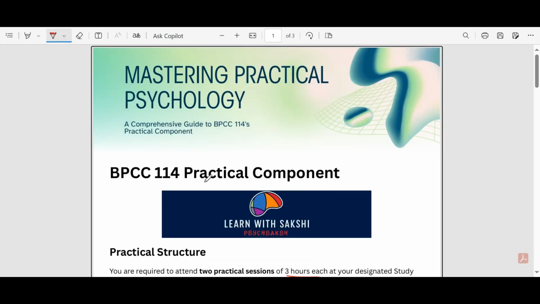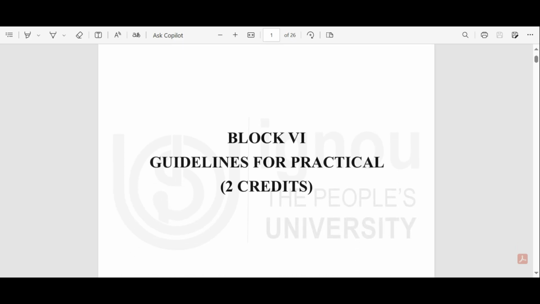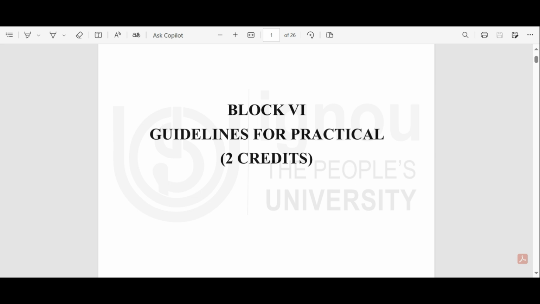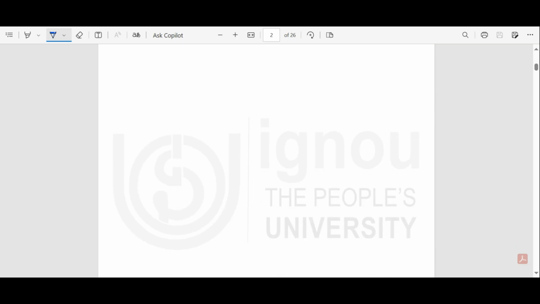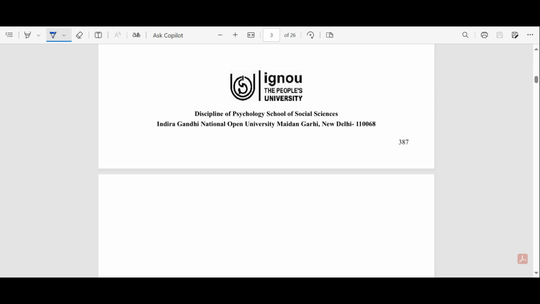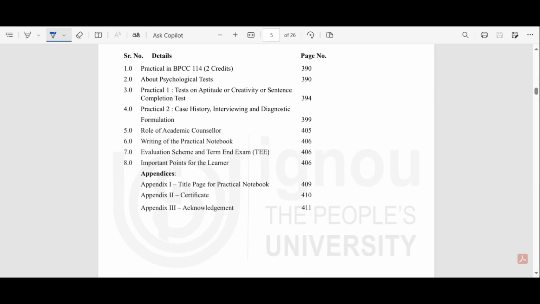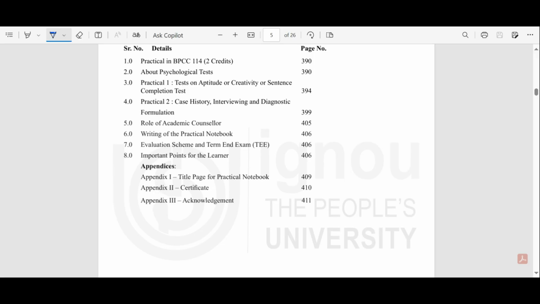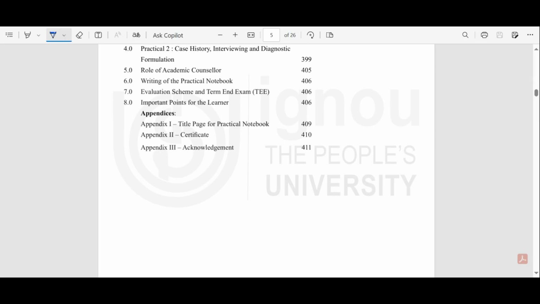So let me show you where you can find the practical guide in your book. Wait a minute. So I hope you can see it. This is block 6 of your BPCC 114 subject book. In this, everything is written that whatever I have shared before. So it is of 2 credits, it is of 100 marks, 50 internal, 50 external, how to write the practical notebook, what is the evaluation scheme, और what is case history, interviewing and diagnostic.